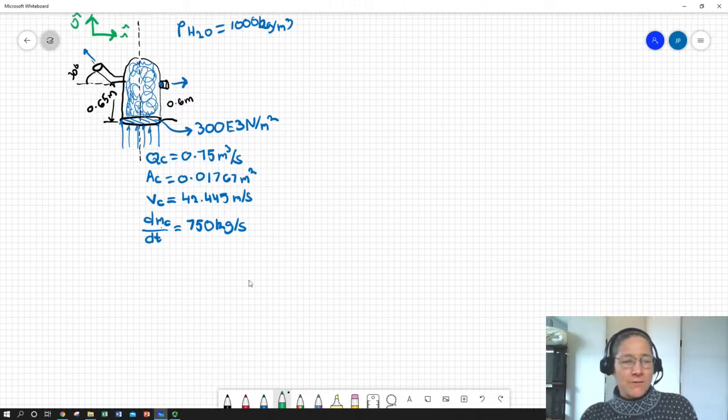So we can give ourselves a vector direction here. When it gets into the hydrant, due to the action of the hydrant forces pushing down on it, it's going to stop. We're going to have pressure, but that velocity is going to stop.